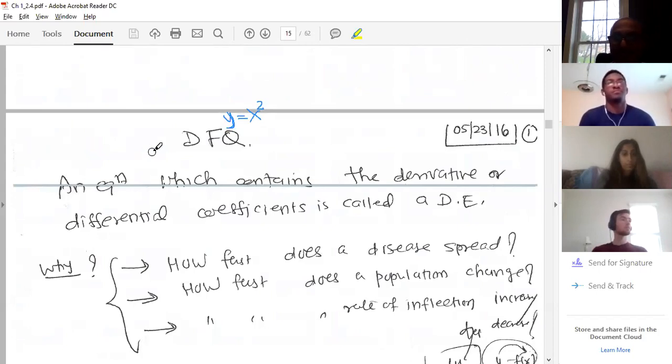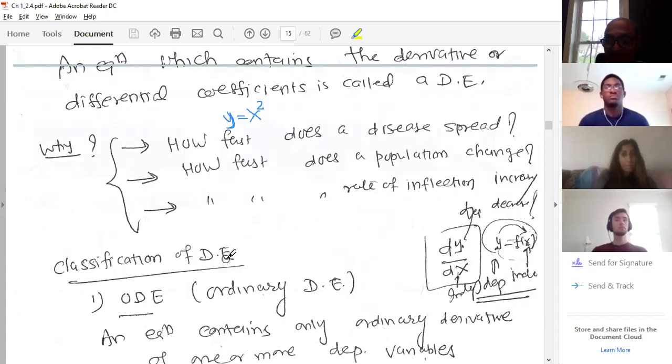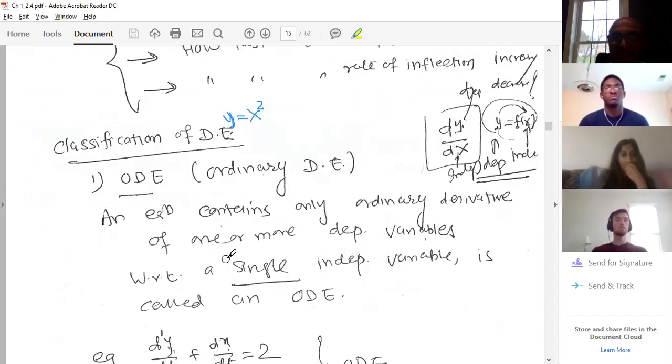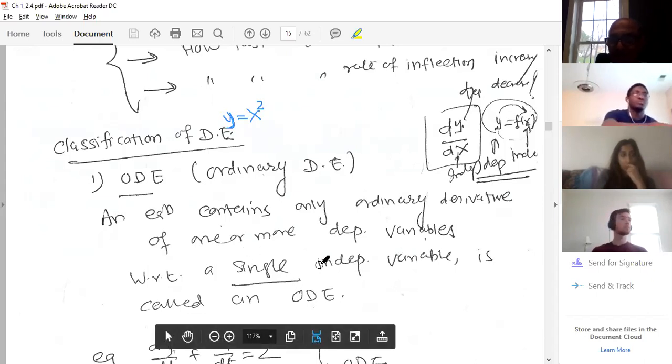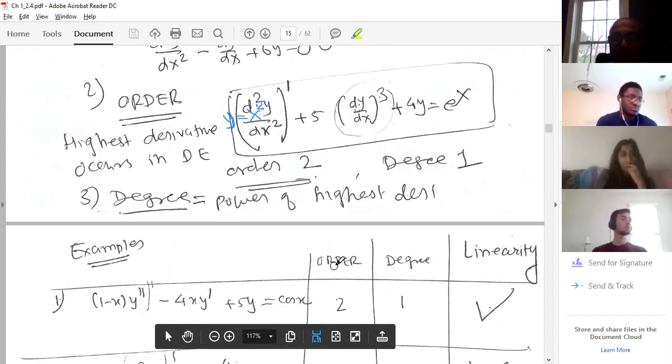DFQ, this is just the revision. Why DFQ is required? How fast does a disease spread? How fast does a population change? How fast does a rate of infection increase or decrease in the population? These types of questions are answered by differential equations, and that is the reason why we learned this differential equation course. And classifications are given like this. Ordinary differential equation means an equation that contains only ordinary derivatives of one or more dependent variables with respect to a single independent variable. That is the ordinary derivative.